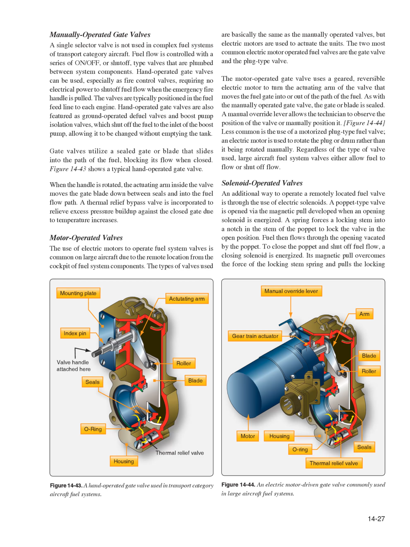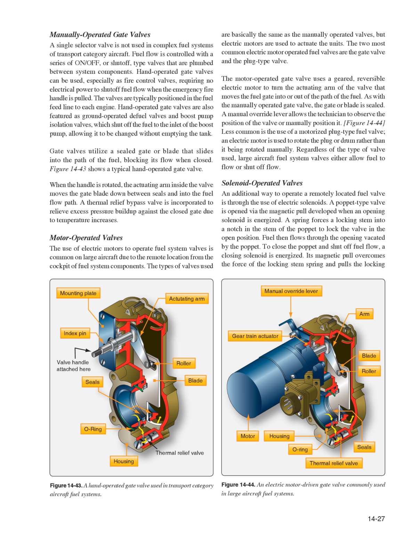A single selector valve is not used in complex fuel systems of transport category aircraft. Fuel flow is controlled with a series of on/off, or shut-off, type valves that are plumbed between system components. Hand-operated gate valves can be used, especially as fire control valves, requiring no electrical power to shut off fuel flow when the emergency fire handle is pulled. The valves are typically positioned in the fuel feed line to each engine. Hand-operated gate valves are also featured as ground-operated defuel valves and boost pump isolation valves, which shut off the fuel to the inlet of the boost pump, allowing it to be changed without emptying the tank.